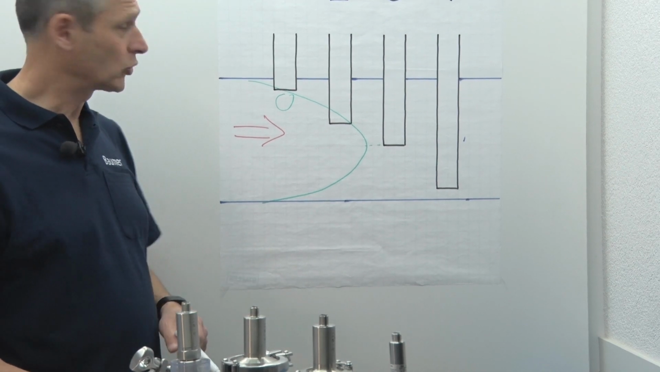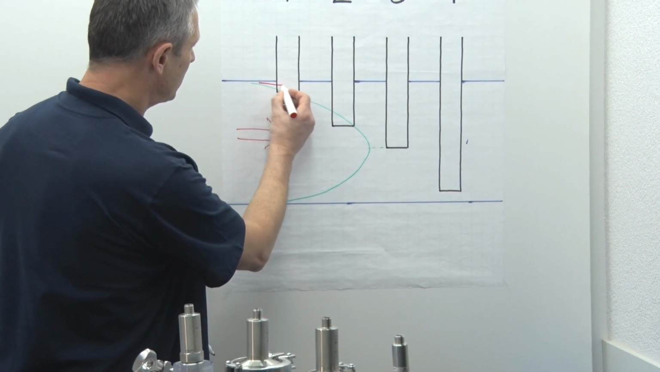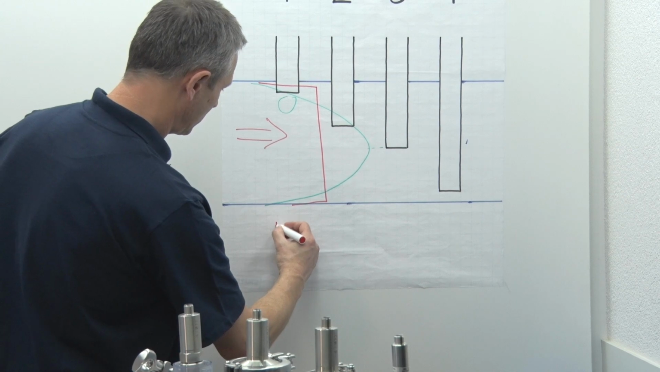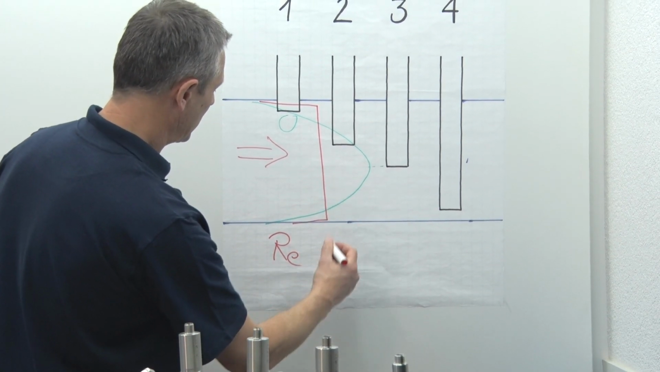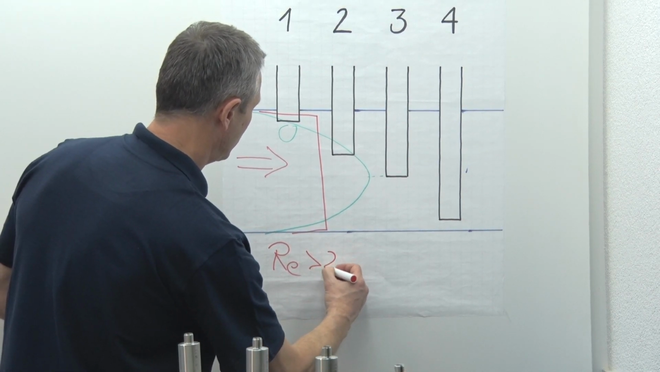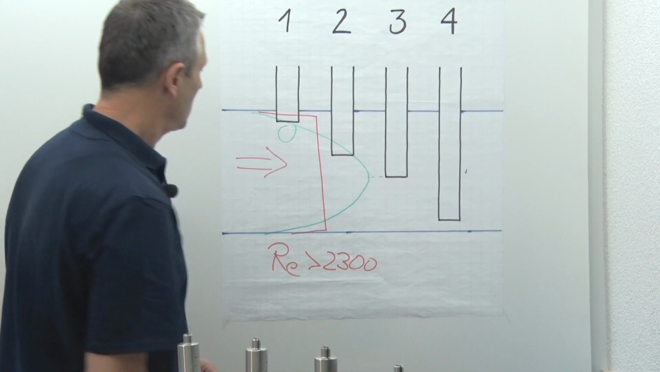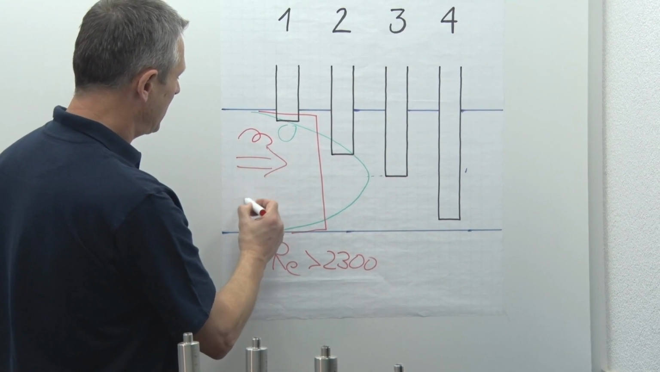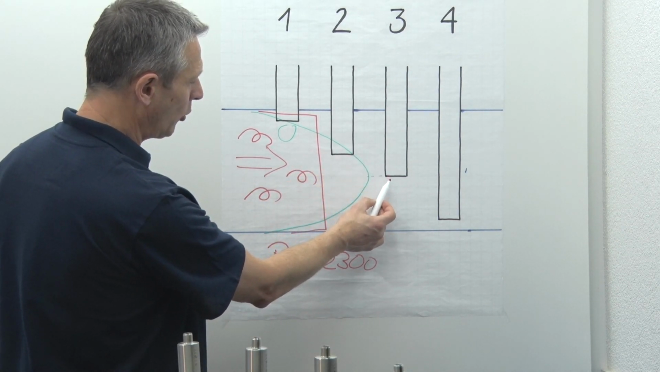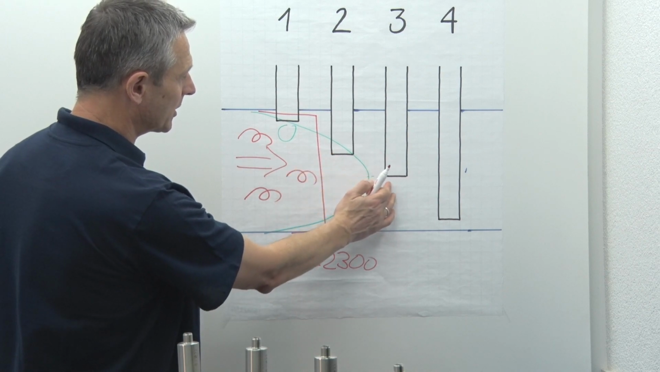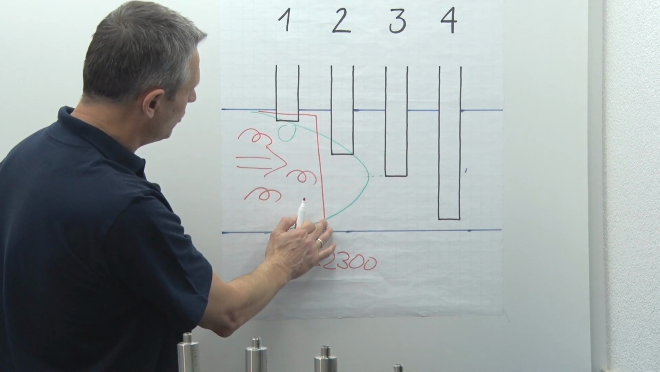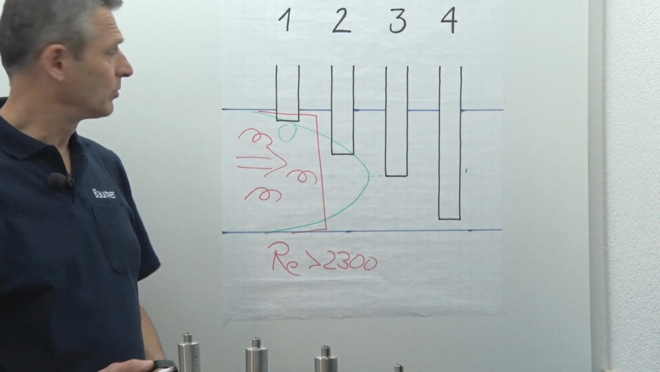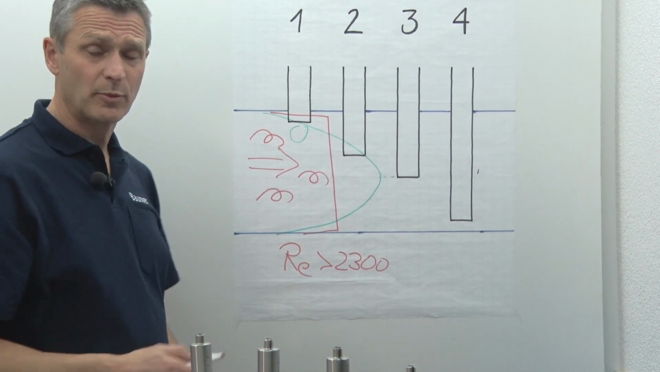Turbulent flow is completely different. As you see, the turbulent flow profile is the same throughout the pipe. Reynolds number is higher than 2300. Therefore, the same flow dynamics is present in any position from 1 to 4, which will return the same measured results. Turbulent flow is applied in pipe cleaning, for example, in a CIP process.